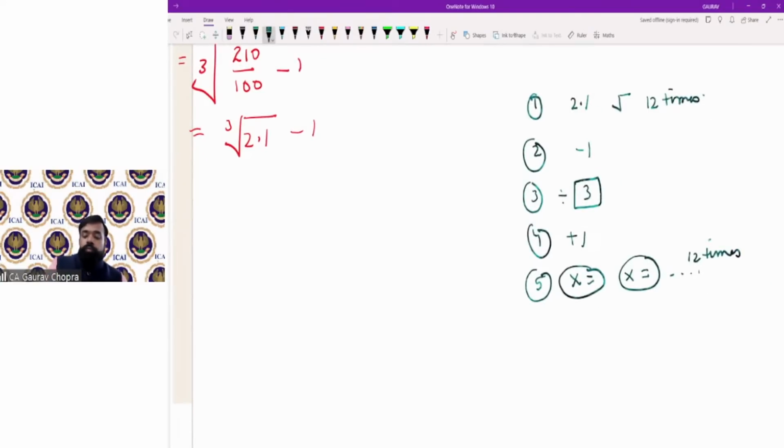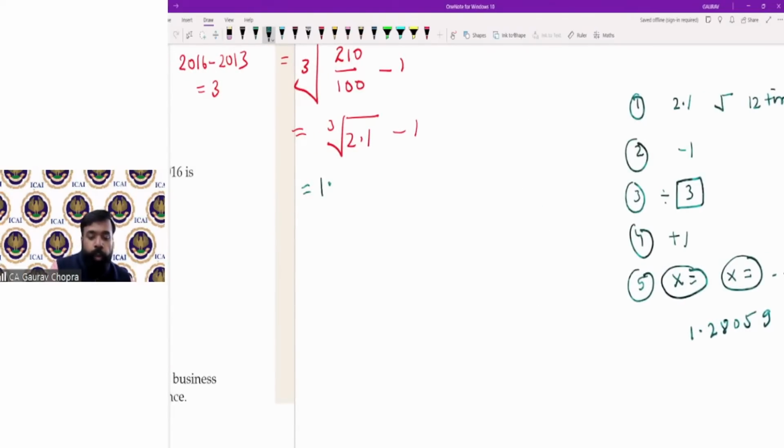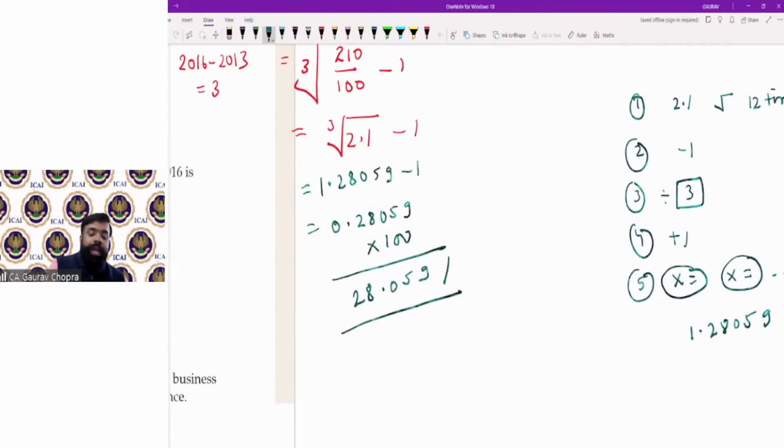So you are getting 1.28059. So 1.28059 minus 1. So what is the result? 0.28059. If you want to calculate into percentage, multiply by 100. So this is your exact answer, 28.059. This will be your exact answer.